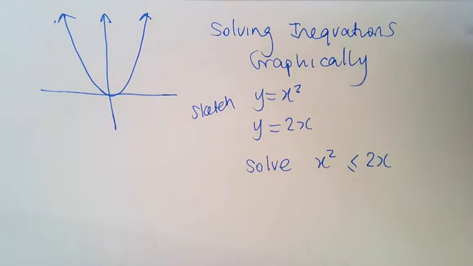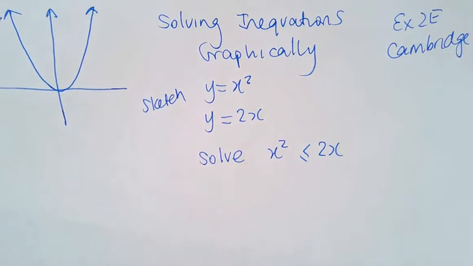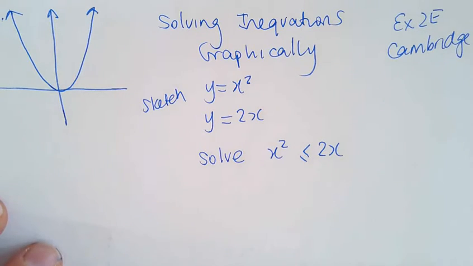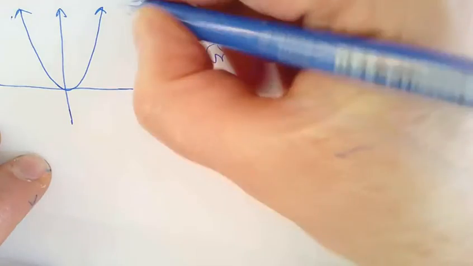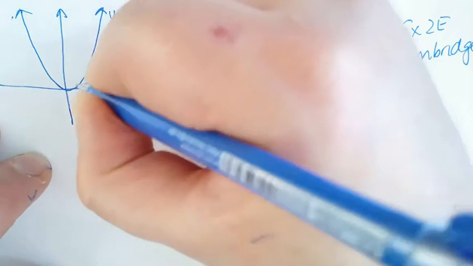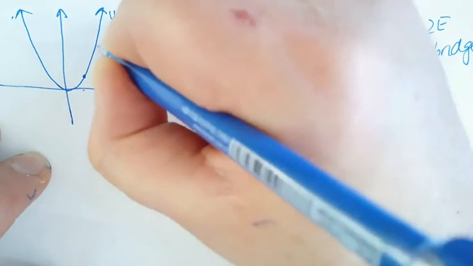What did I say? Exercise 2E, Cambridge. So, you know what we just did? We solved x squared equals 2x before. Ones like that. Now I'm going to solve x squared is less than or equal to 2x. Now these are easy. So here's y equals x squared. When x is 1, y is 1. When x is 2, y is 4.